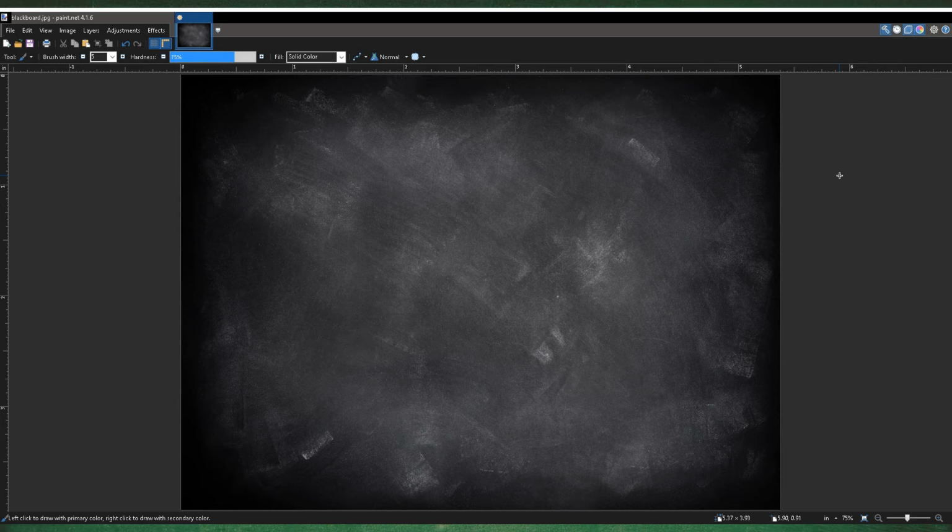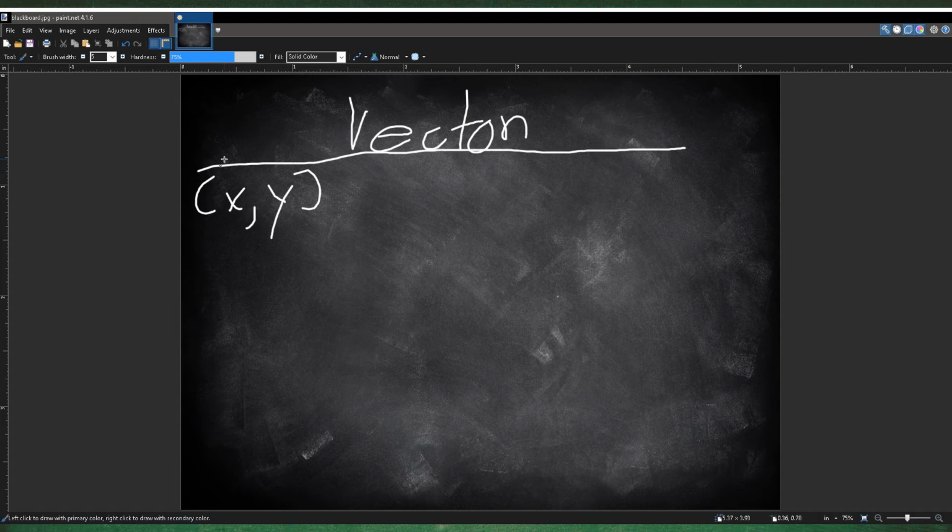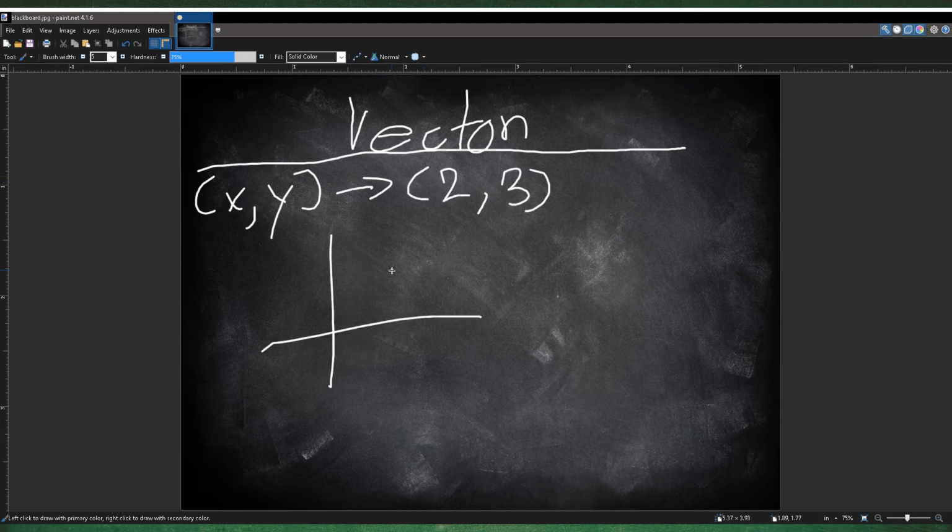Well, a vector basically represents the change in direction. So imagine you have a regular point, which is written (x, y), right? You use these curved brackets. Let's say we had something like (2, 3). If you put this on a graph, it's at a point like this. So that's at (2, 3).